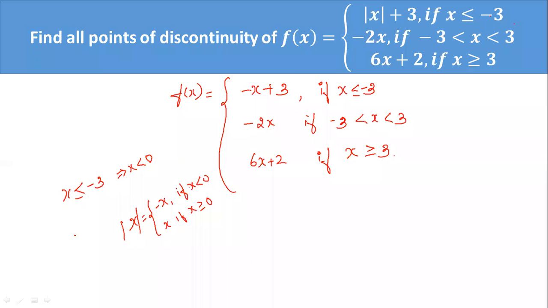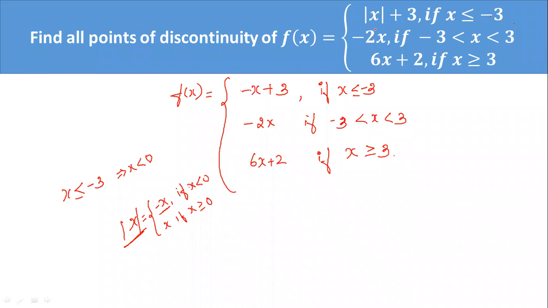Okay, I'll repeat it again. See, what they have told, if x is less than or equal to minus 3, f of x is mod x plus 3. But what we know, if x is less than minus 3, obviously it is less than 0, correct? If x is less than minus 3, it must be less than 0. So when it is less than 0, what happens to mod x? Mod x becomes minus x. This definition we know, right?